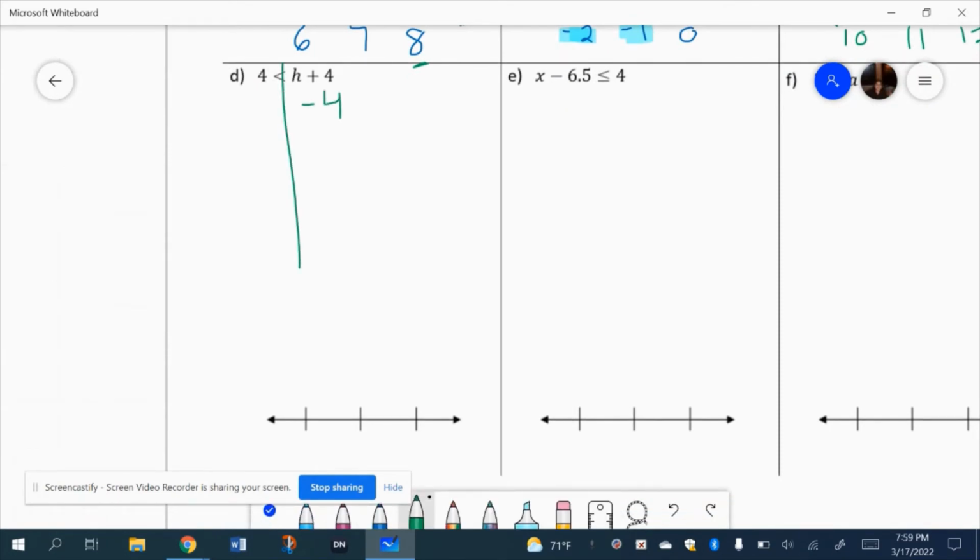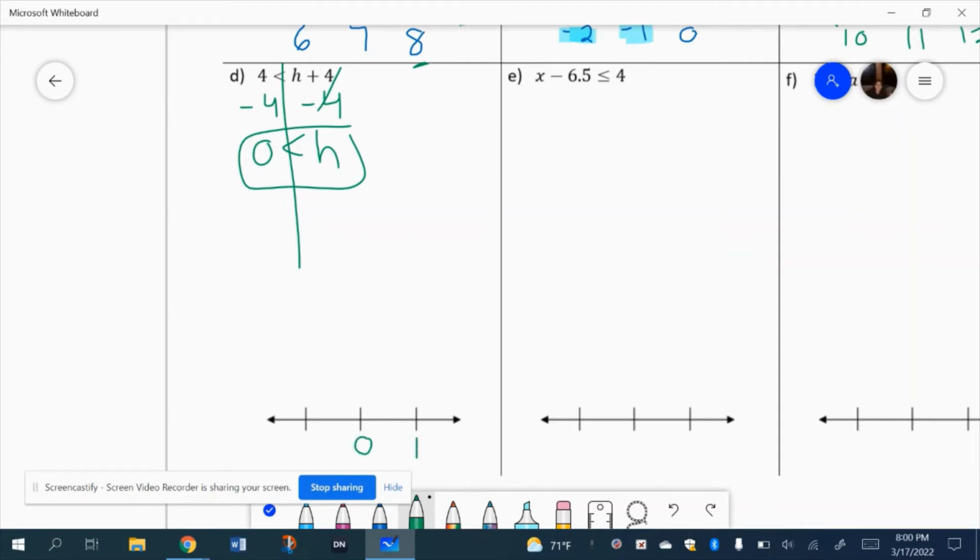We're going to subtract 4 from both sides. 4 minus 4 is 0. Less than. These 4's cancel. And I have 8. So this one's a little weird. We have a 0 as a solution. Or I shouldn't say as a solution. We have a 0 as part of our solution. 0 goes in the middle.